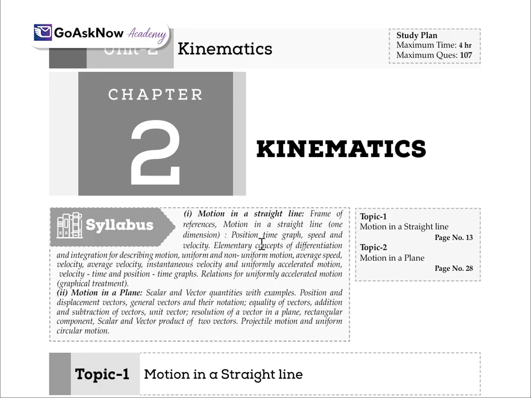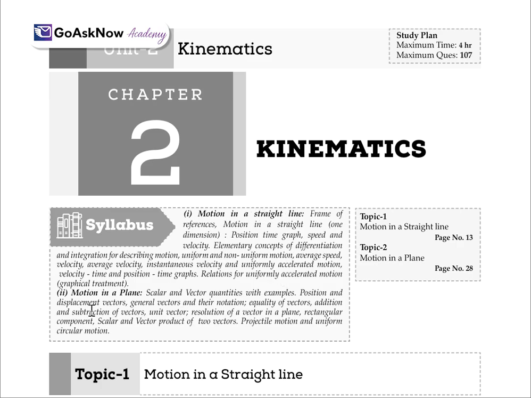which means one dimension, position-time graph, velocity, elementary concept of differentiation and integration for describing the motion, uniform and non-uniform motion, average speed, velocity, average velocity, instantaneous velocity, uniformly accelerated motion, velocity-time, position-time graph, relations for uniformly accelerated motion, and the graphical treatment. This will be under motion in a straight line.